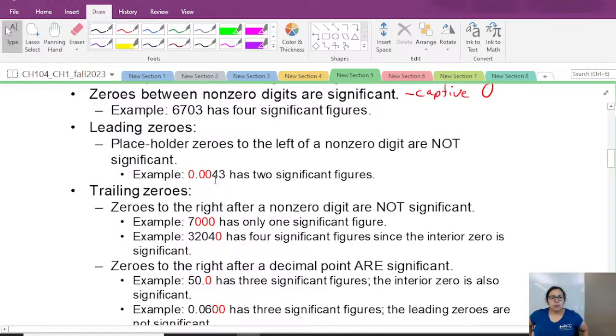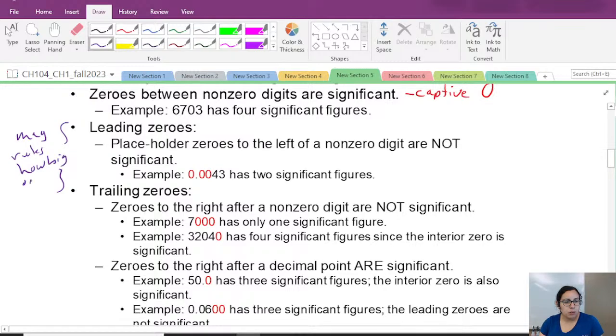And so now we look at the next 2 rules. I always call these our order of magnitude, or magnitude rules. So again, they're showing how big or small. And so let's look at that. It says leading zeros: placeholder zeros to the left of a non-zero digit are not significant. And so we're looking at this, 0.0043, so only the last 2 digits are significant. And so this is just showing how small.